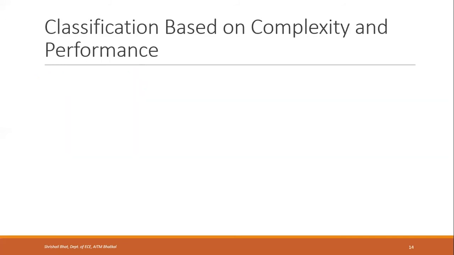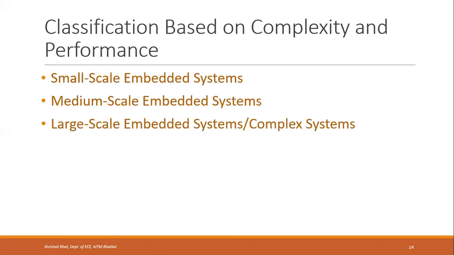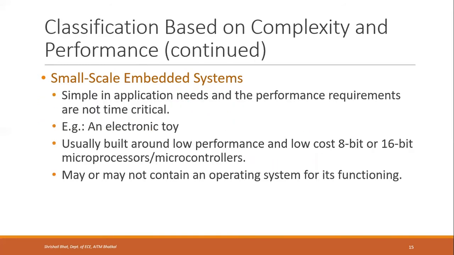The next classification is based on complexity and performance. Based on complexity and performance, we have three types of embedded systems: small scale embedded systems, medium scale embedded systems, and large scale embedded systems or complex systems. The small scale embedded systems are simple in application needs, and the performance requirements are not time critical. They are very simple in applications, like an electronic toy. The performance is not time critical.